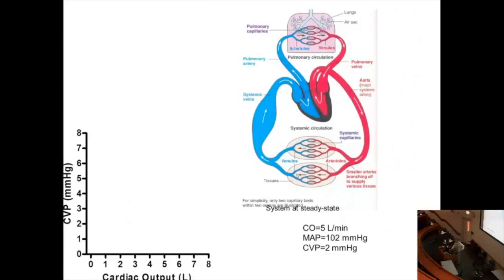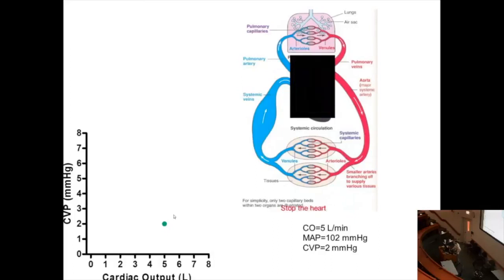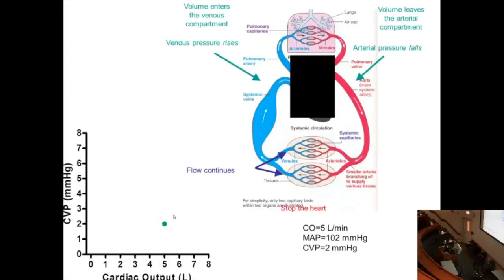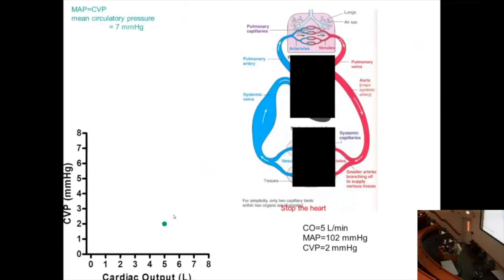So let's try to define what the relationship is here between our central venous pressure and our cardiac output. So there's our normal point. We started at 5 liters per minute, and we were at 2 millimeters of mercury of CVP. So there's our green dot. Now we stop the heart, and the cardiac output drops to 0. Flow continues. Volume leaves the arteries, and the pressure falls. Volume enters the veins. The pressure rises, and the mean circulatory pressure is attained. And we get 7 millimeters of mercury, and there is our green dot. 7 millimeters of mercury at 0 cardiac output.